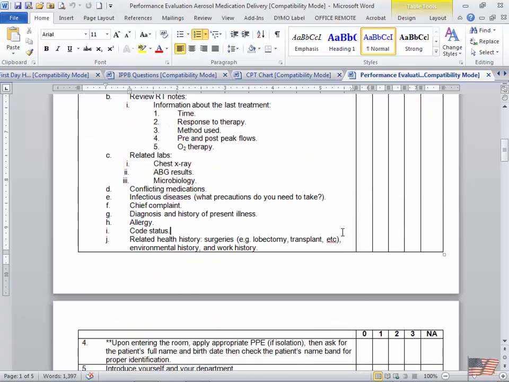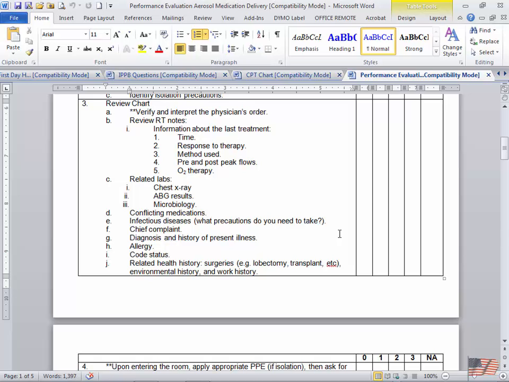As far as reviewing the chart, we're not going to really have a chart here. However, you need to tell us what you would look for in the chart for the aerosol therapy. As far as an order, as far as any information that was done on a prior treatment, and diagnosis.